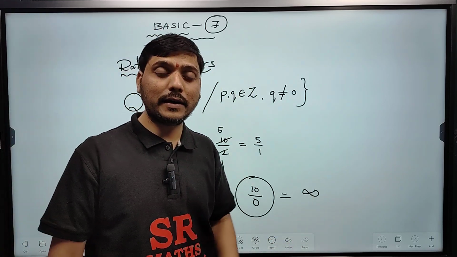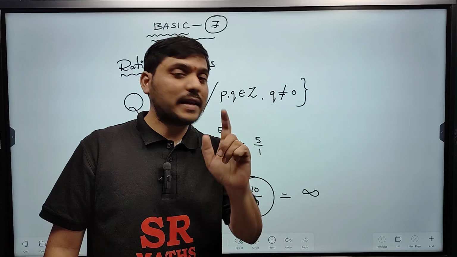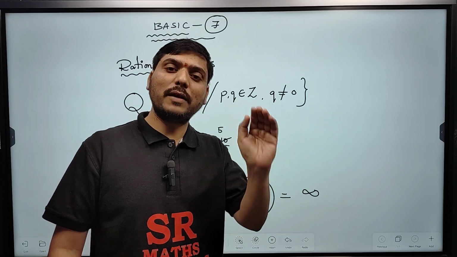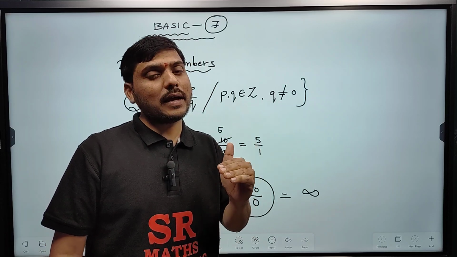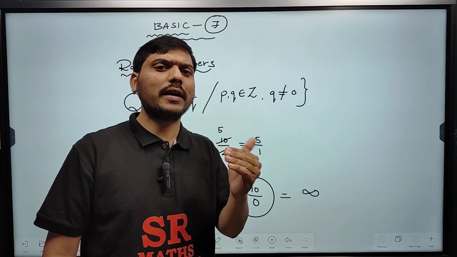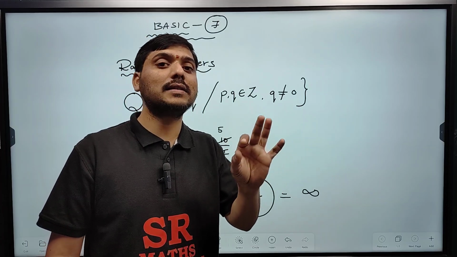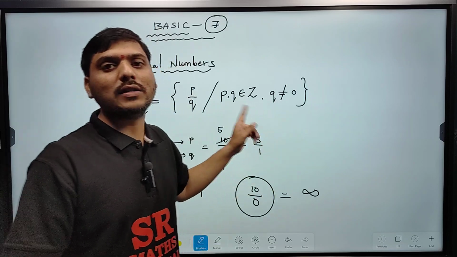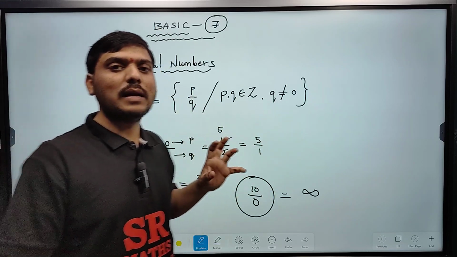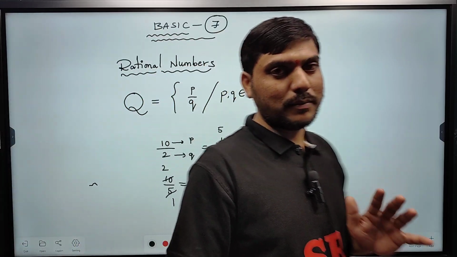Once again, the P by Q form is a rational number. P comma Q belong to integers. P can be any number, but Q can be any number except 0, so Q is not equal to 0. This type of number is called a rational number.